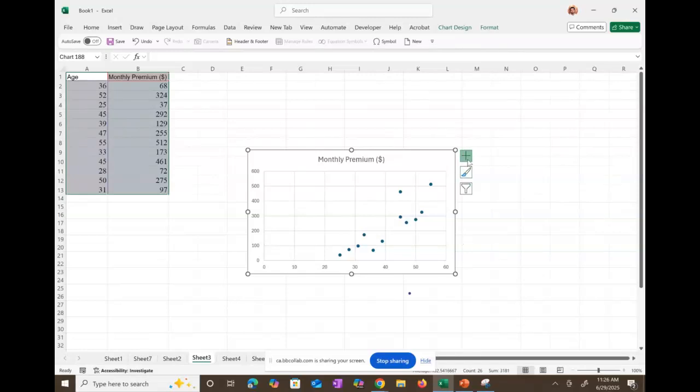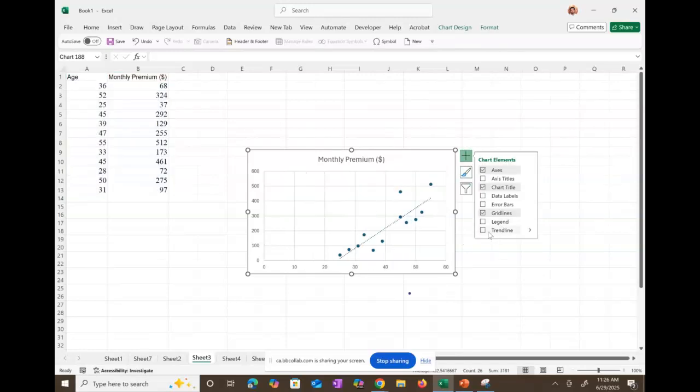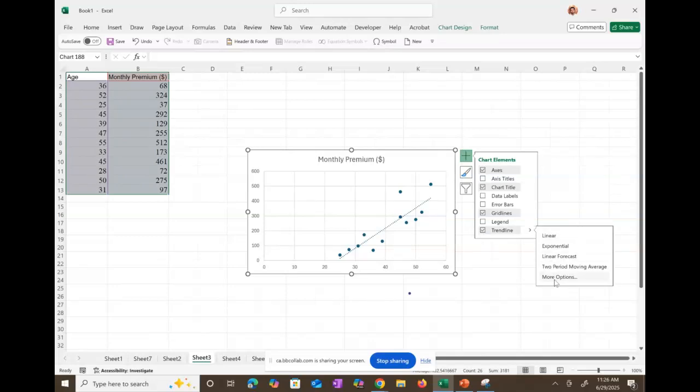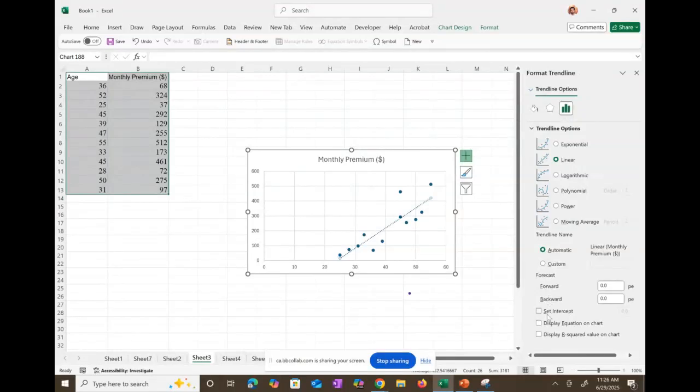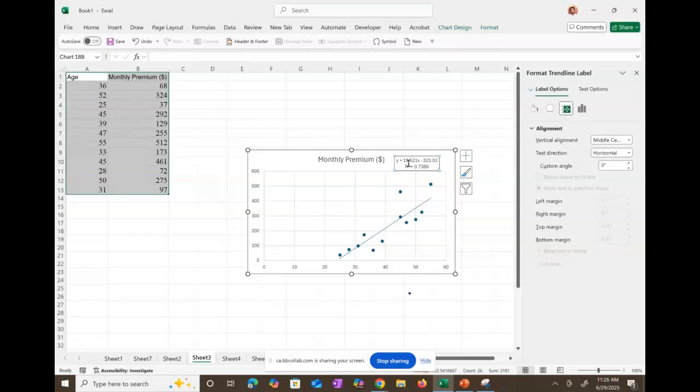Then I'm going to click on this plus sign, and then click on this trend line. Once I get the trend line, I'm going to click on More Options, and then click on these two things: display the equation on the chart and display the R square value on the chart. I'm going to move them here. All right, so I have the equation of the chart, which is the third topic of our chapter number 4, which we will talk about later on.